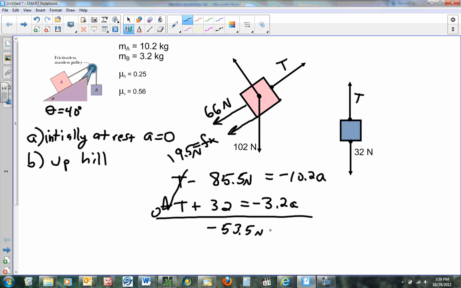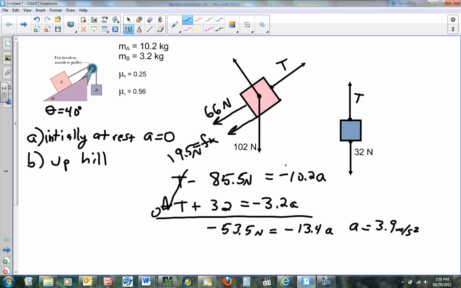And I get negative 13.4 kilograms here times A. Well, if I divide both sides, I get A equal to 3.9 meters per second squared. But which direction is that acceleration?